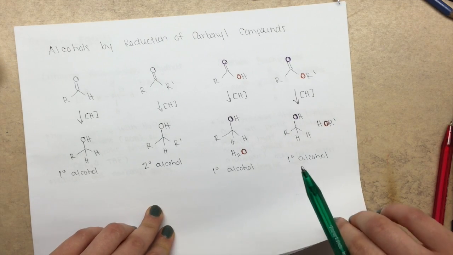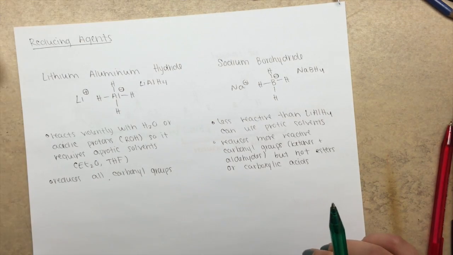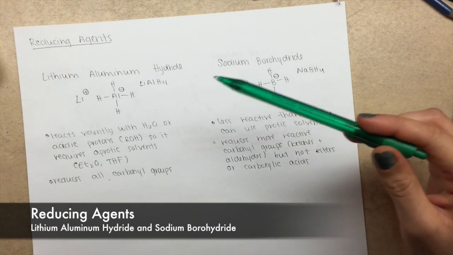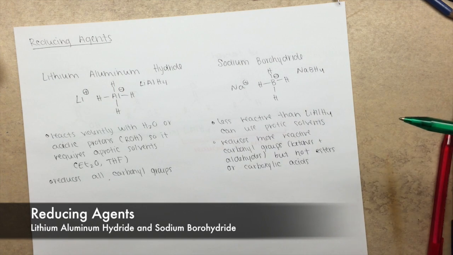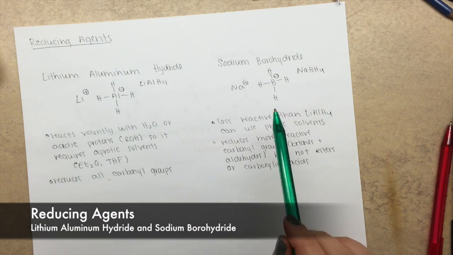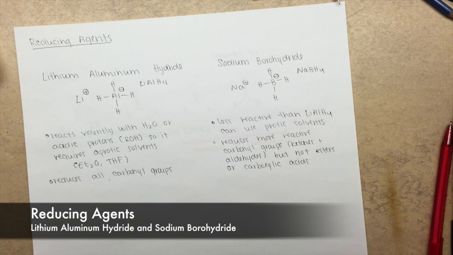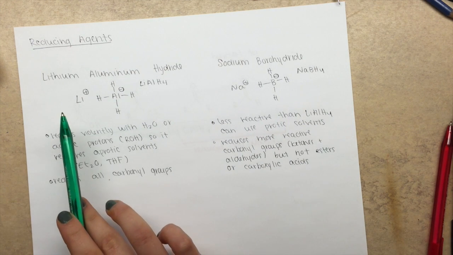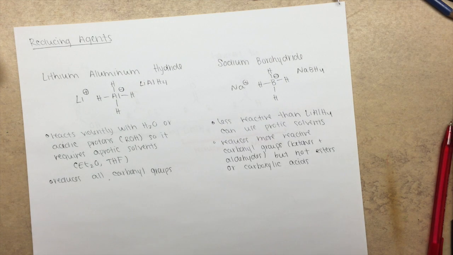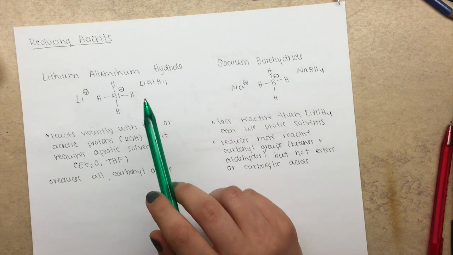So now we're going to go over the reducing agents that we use in this class. So there are 2 reducing agents that we're going to discuss. They are lithium aluminum hydride and sodium borohydride. As you can see, they're pretty similar. The way that the structure is drawn out, they're both pretty much ionic in nature, having the metal with the positive charge and the remainder of the molecule as an anion.